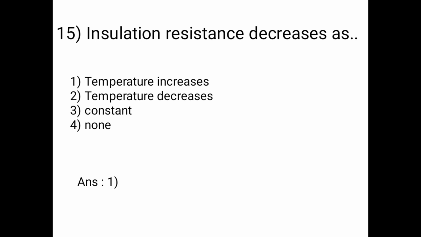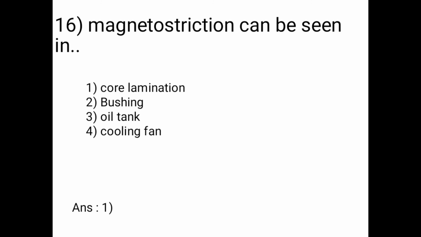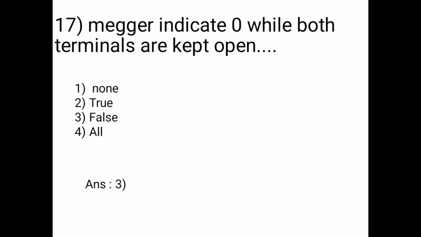Insulation resistance decreases as, options are, temperature increases, temperature decreases, constant, and none. So the answer is option 1, temperature increases. Means insulation resistance decreases as temperature increases. Next question: magnetostriction can be seen in core lamination, bushing, oil tank, cooling fan. So the answer is 1, that is magnetostriction can be seen in core lamination.